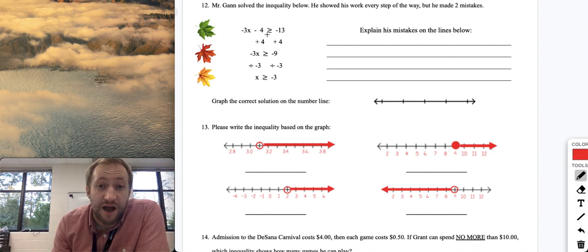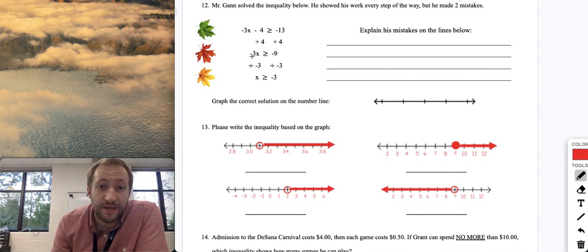So I have to eliminate the constant. It's minus 4. I'll do the inverse operation. So I'm going to add 4 to both sides. Oh, he did that. Perfect. That checks. Then he's going to be left with negative 3x. Good. Greater than or equal to. Good. Negative 13 plus 4. That's negative 9. Good. That's all still good. Then he needs to divide both sides by negative 3. Oh, he did that. Divide by negative 3. He did that twice. Perfect.